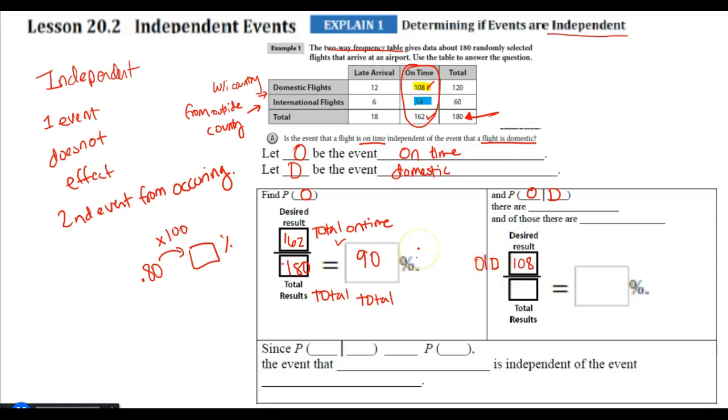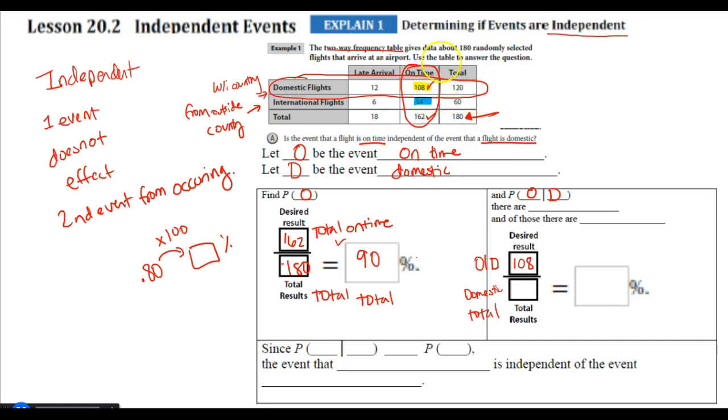Okay, out of total domestic. Now that is blank still, so I do need to figure that out. So let's look back at our table, and I'm going to circle domestic. So this is on time and domestic. Great job. Alright, now let's see how many total flights are domestic.